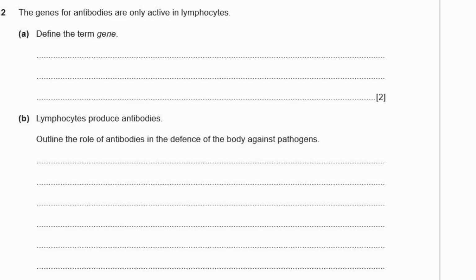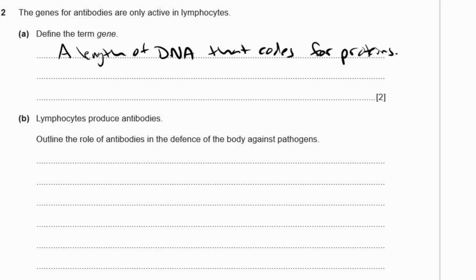Okay. Question 2. The genes for antibodies are only active in lymphocytes. Okay, A. Define the term gene. So a gene is a length of DNA that codes for proteins. Okay, so a length of DNA, specifically it's a full length of DNA that codes for proteins. It's a 2-mark question, so you have to say what the purpose is as well.